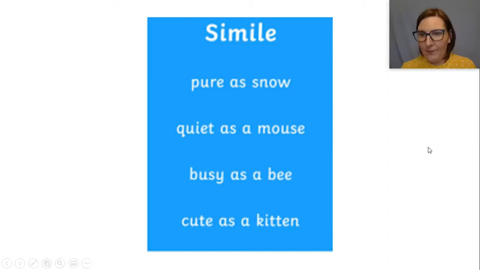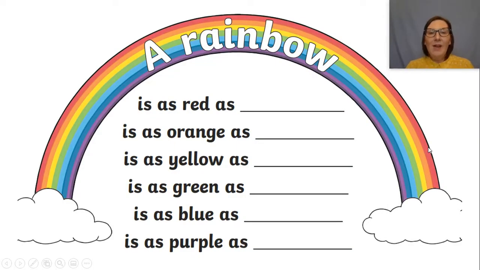So here I've got a rainbow. So we've got the colours in our rainbow here. And I'd like you to think of things that you could describe that is the same, is like the colour of red. So for example, my first one is red as an apple. You know those really bright, shiny red apples?